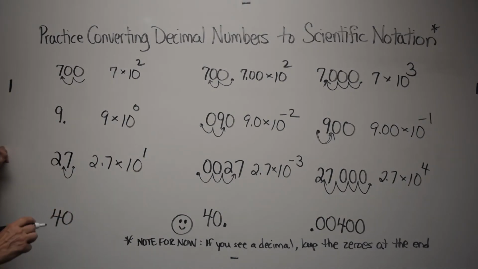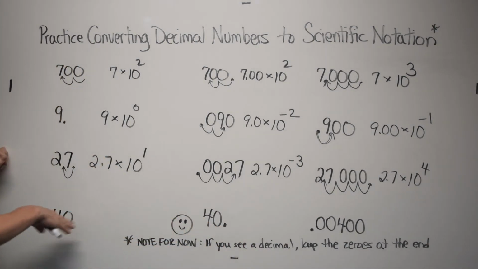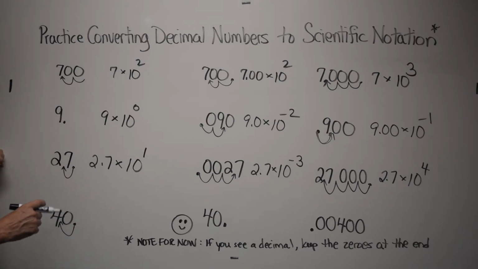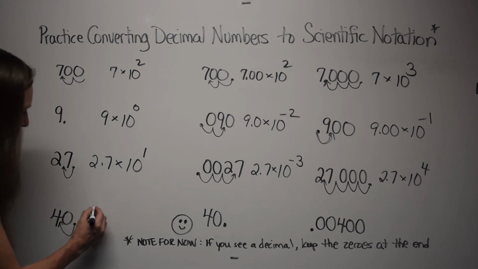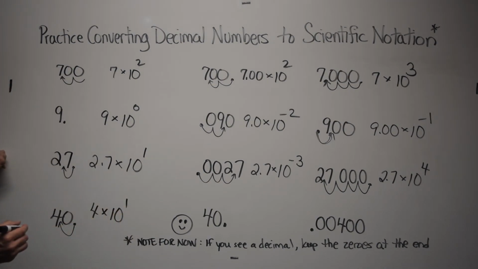Here we have the number 40. I don't see a decimal, so we're not going to keep the zeros. I put my own decimal. I jump once. It's a number 1 or greater. That 1 jump is going to become a positive 1 exponent. So it's going to be 4 times 10 to the positive 1. I did not see a decimal at the beginning, so I do not keep the zeros. I do not keep the 0 at the end.